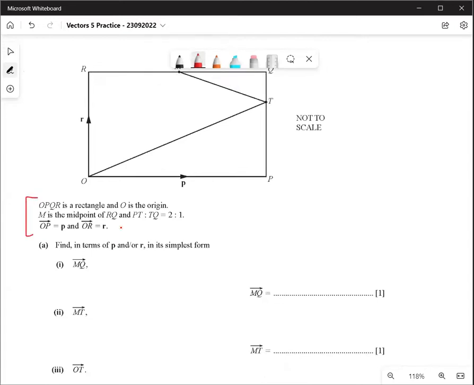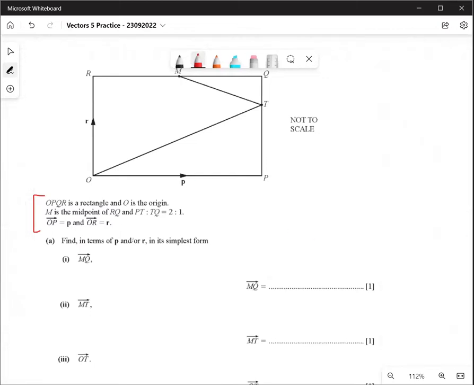Okay. So the diagram and then OPQR is a rectangle and O is the origin. M is the midpoint of RQ, and the ratio of PT and TQ is 2:1. And OP is equal to P and OR is equal to R. Find in terms of P and or R in its simplest form the vector MQ, the vector MT, and the vector OT.